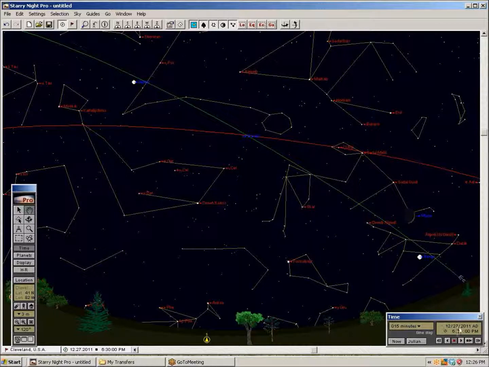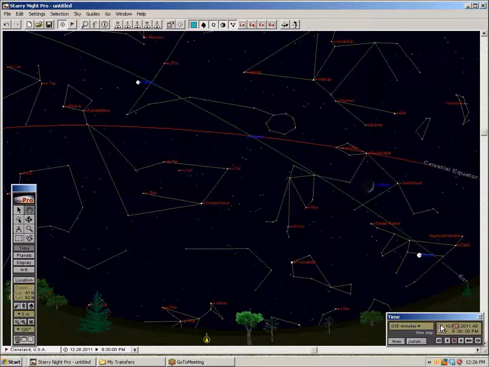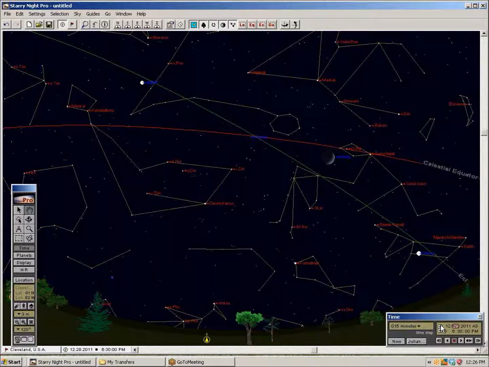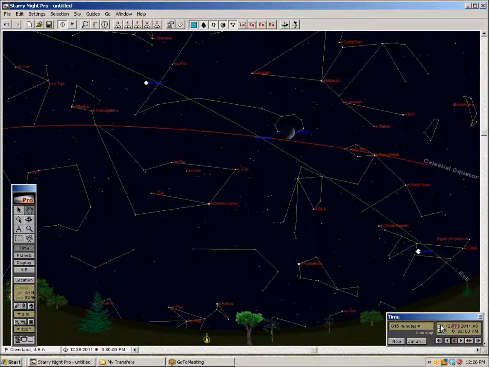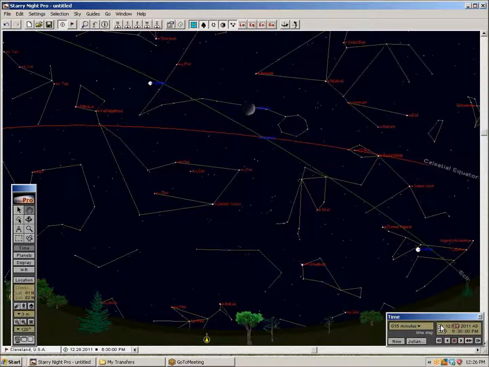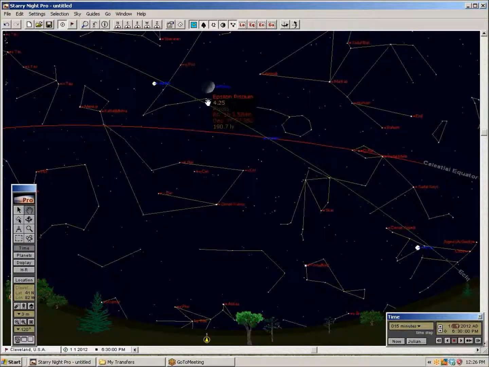Here's the 27th. Now the moon has moved past Venus, and Venus is below the moon. It's the 28th. No, not quite yet. There's the 28th, 29th, 30th, 31st, and the moon will make it nearly to Jupiter by New Year's Day, by the evening of New Year's Day.